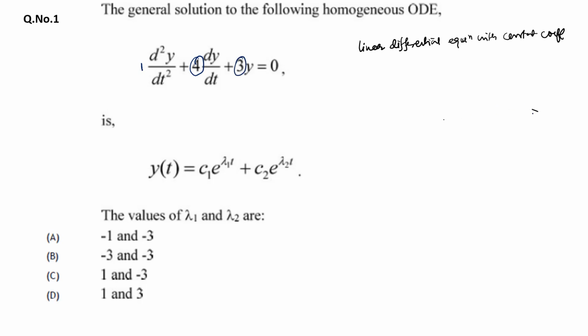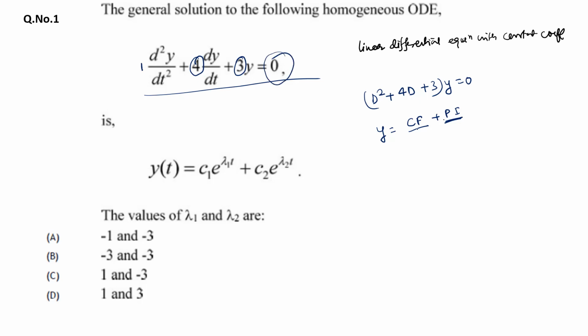To solve this we know how do we write? We write in terms of D, like we write it as (D² + 4D + 3) y = 0, right? And the solution of this goes like y = complementary function + particular integral, and here this particular integral will be 0 because in the right hand side it is 0. Complementary function we have to find, which is of this form, right?